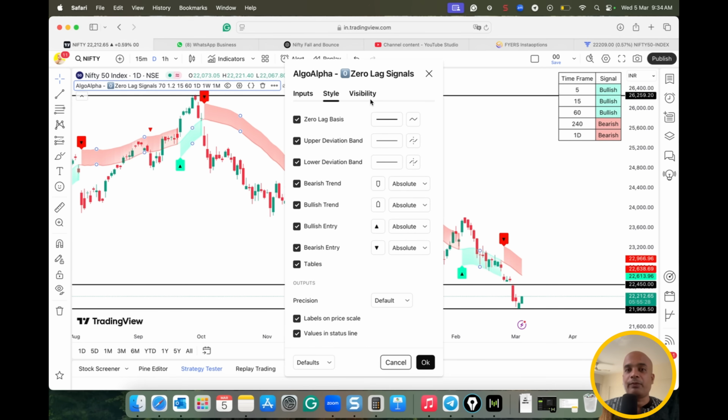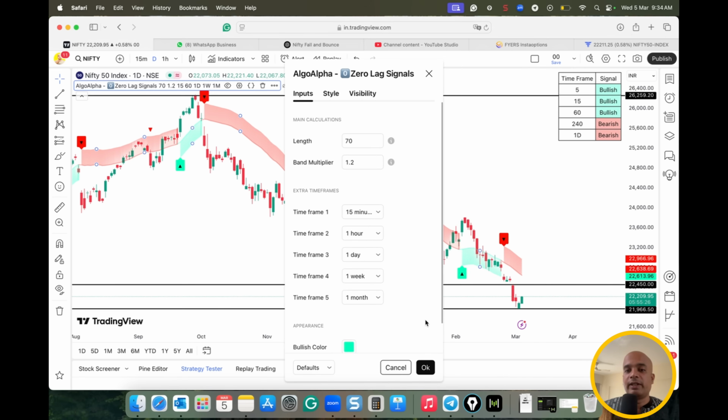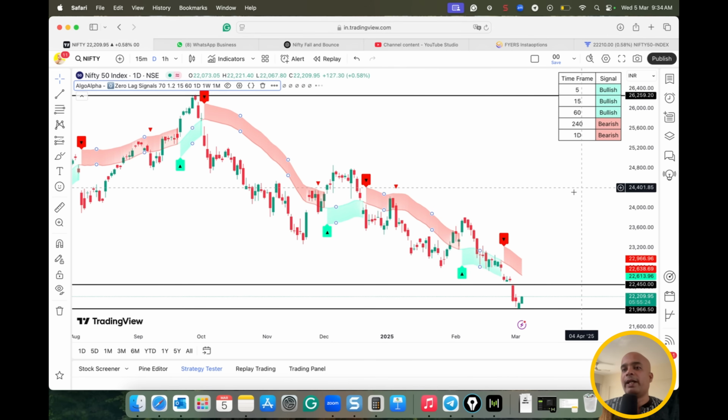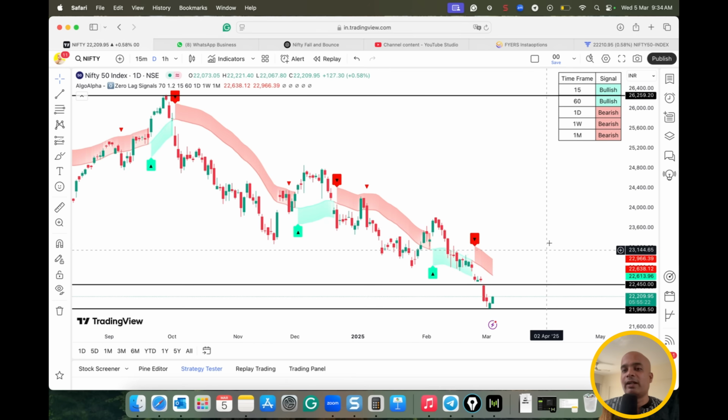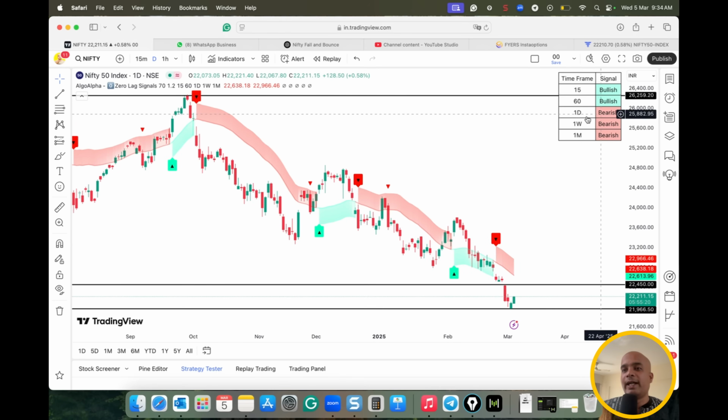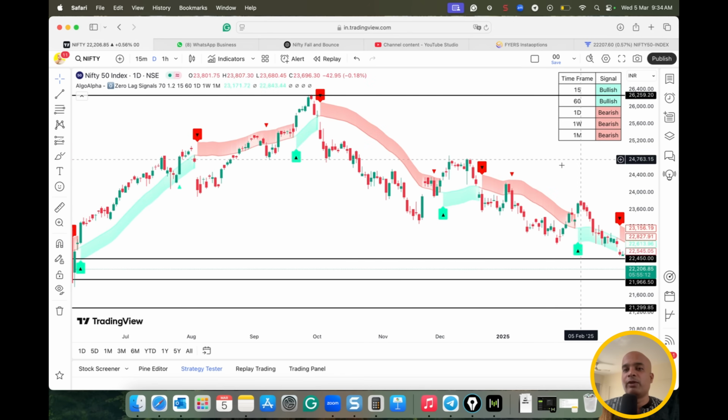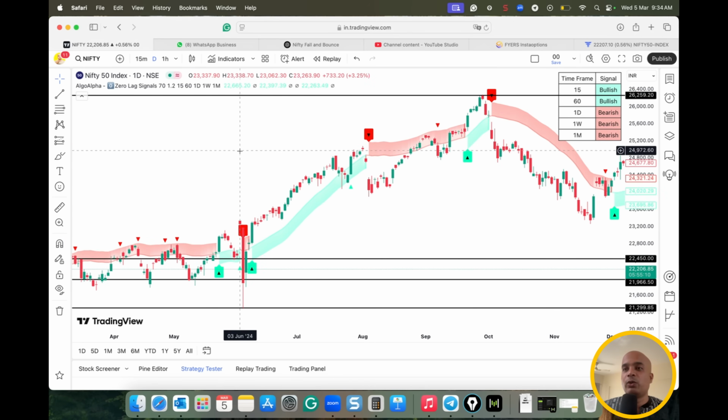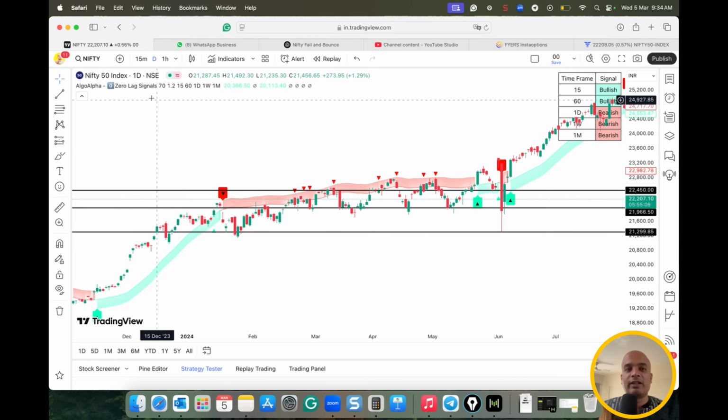Okay, here everything looks fine. See here, now I will get the sentiment. Right now the Nifty in daily time frame is bearish, weekly time frame is bearish, monthly time frame is bearish, but it is bullish in 60-minute time frame, and bullish in 50-minute time frame. Okay, so this is how you can use this particular indicator. It is called Zero Lag Signals by Algo Alpha. Okay, so this is one indicator.